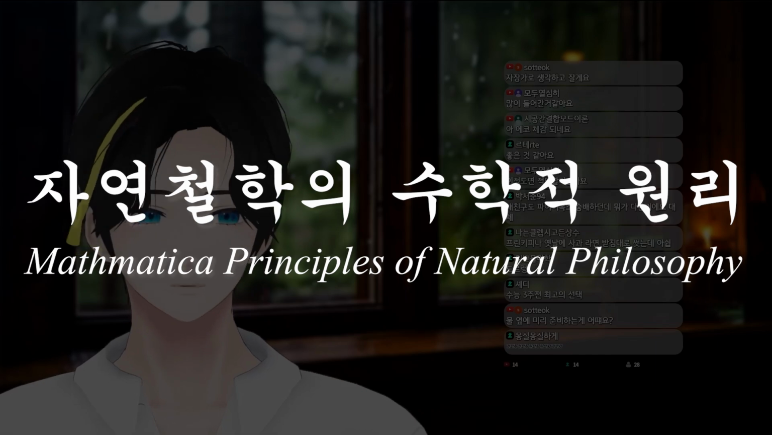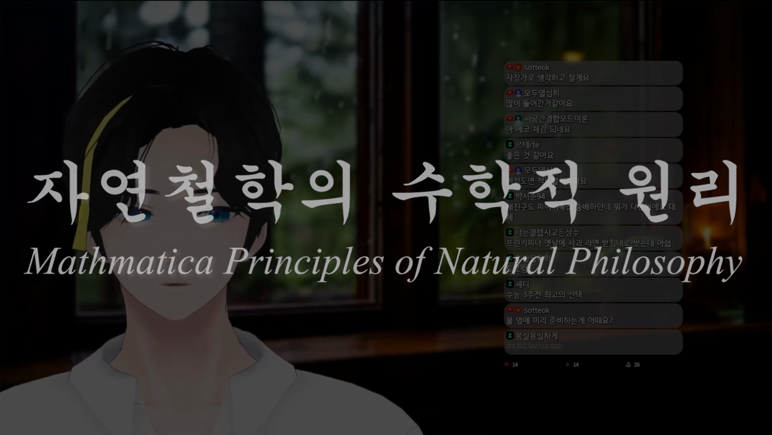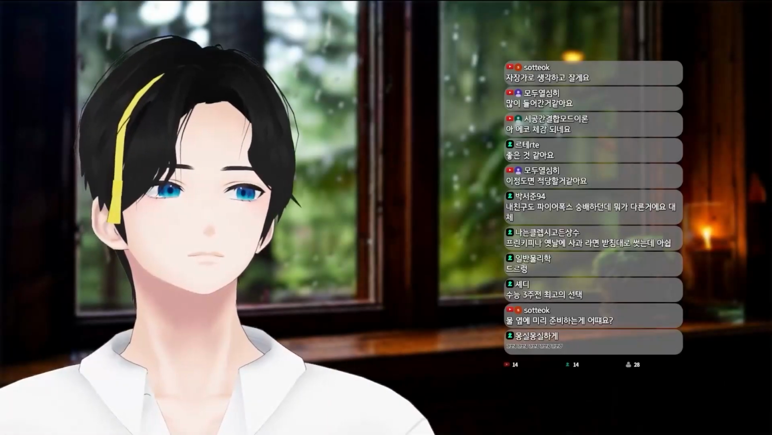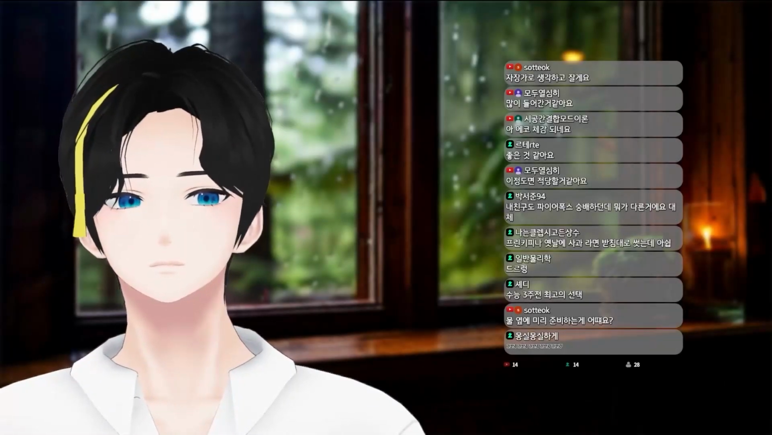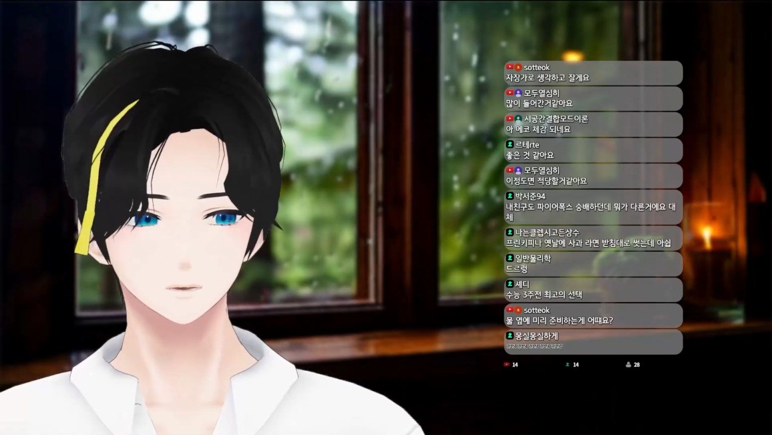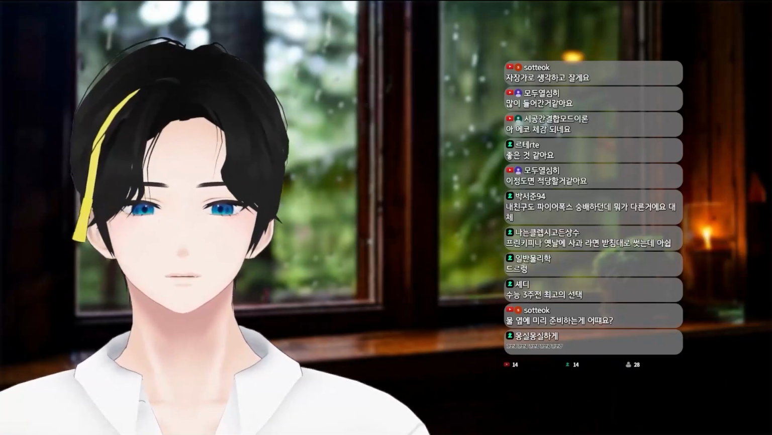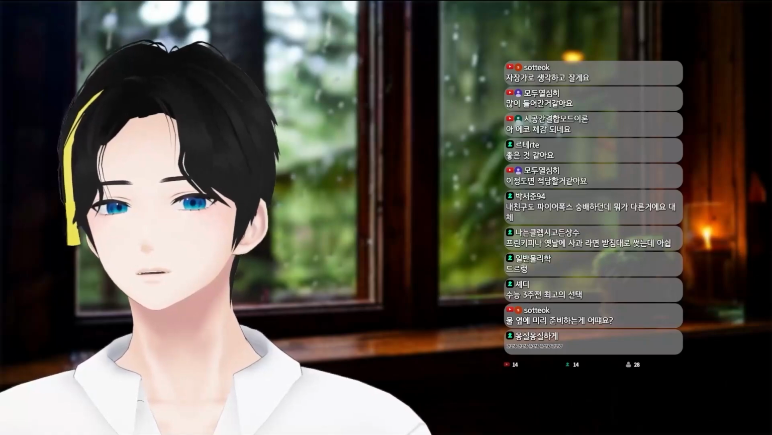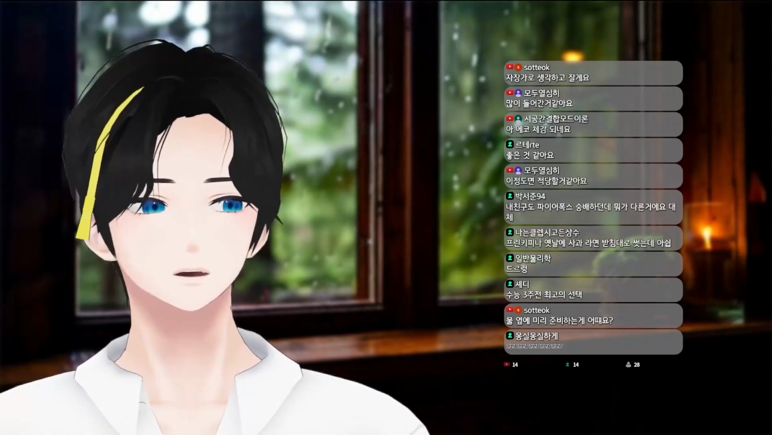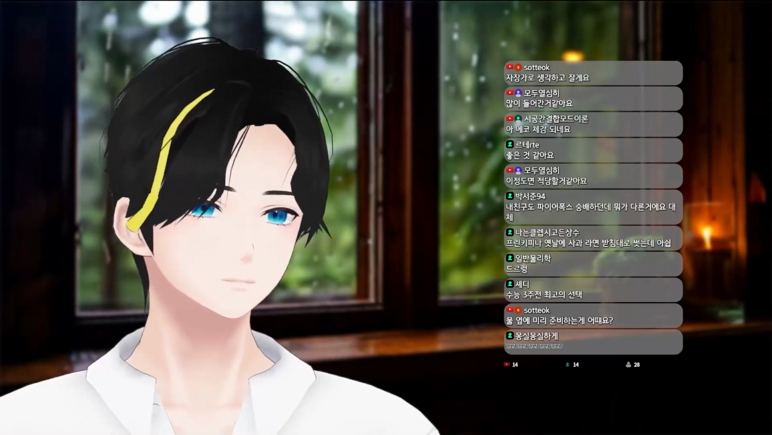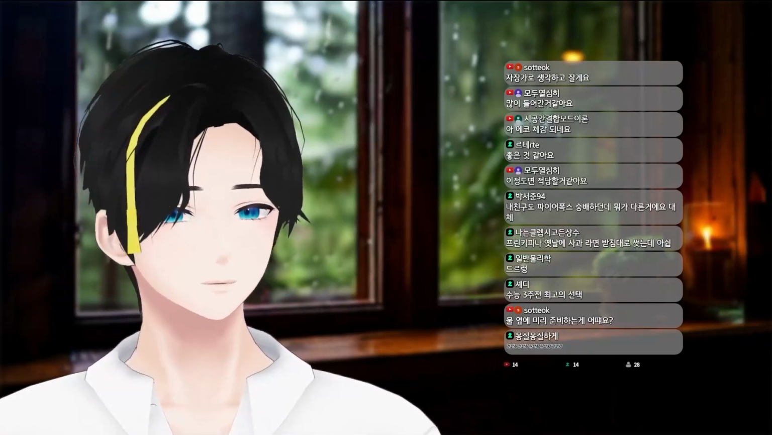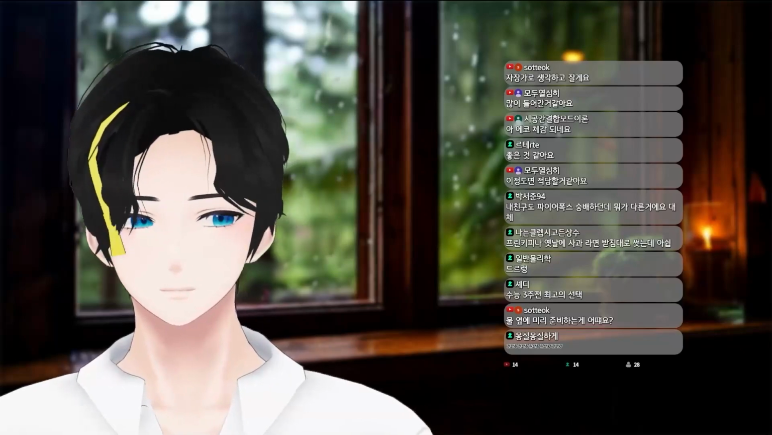Mathematical Principles of Natural Philosophy by Sir Isaac Newton. Book 1, Of the Motion of Bodies. Section 1: Of the methods of first and last ratios of quantities, by the help whereof we demonstrate the propositions that follow.